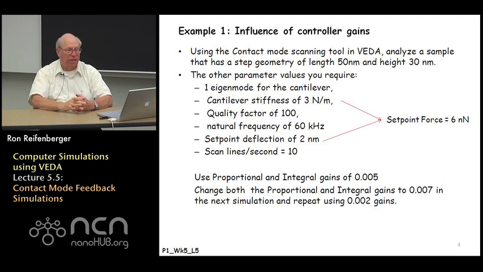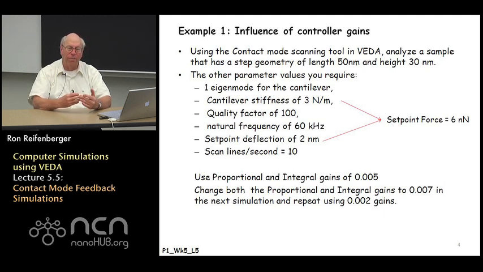The first example I like to run through is to consider a step in a sample. The height of the step is 30 nanometers. The length of the step is 50 nanometers. Clearly, these parameters can be adjusted to match the sample of interest in your particular case. I'm going to choose a rather stiff cantilever, 3 newtons per meter. Usually, when you do AFM scans, you use cantilevers that are not quite so stiff. My set point deflection is going to be 2 nanometers, which means that my set point force is 6 nanonewtons.